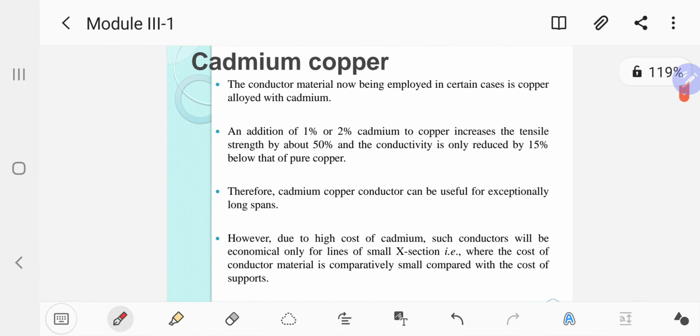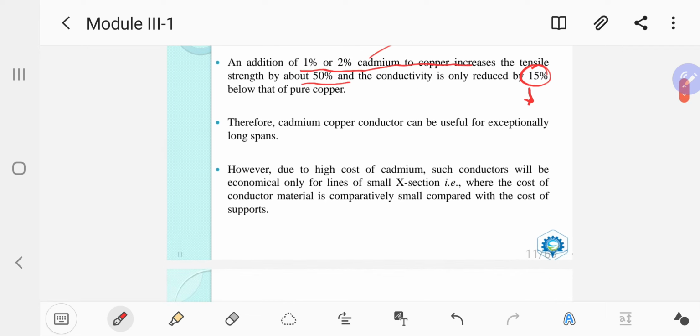Last one is the cadmium copper. Cadmium copper is actually an alloy. 1 or 2 percentage of cadmium is added to copper to increase the tensile strength. By adding this, tensile strength is increased by 50 percentage, and the conductivity is only reduced by 15 percentage. So that is a good method, isn't it? Since this is an alloy, the cadmium copper can be used for exceptionally long spans. So these 2 types are mainly used in rare conditions.